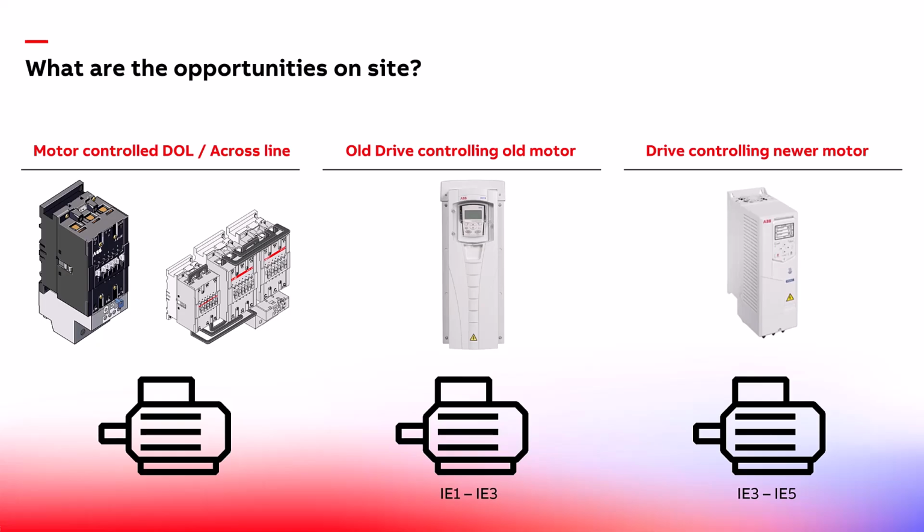So a lot of times in the past, most motors were controlled direct online, straight across the line, or maybe even star delta, as you can see in the picture there as well. So basically these motors are running at full speed and there's no speed control at all.